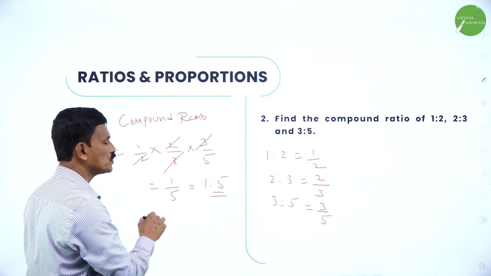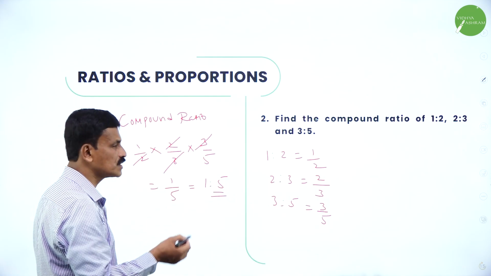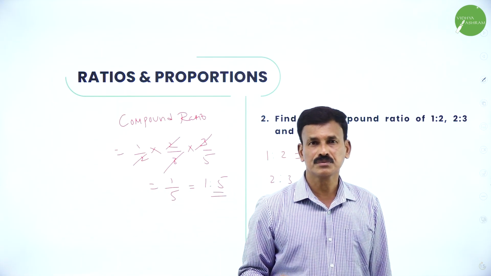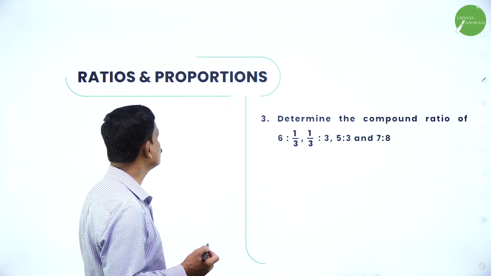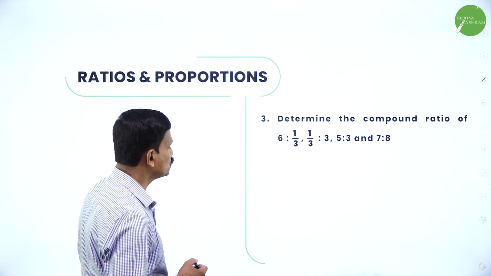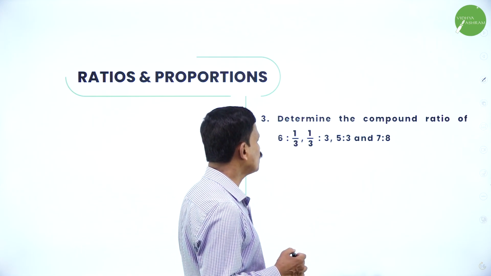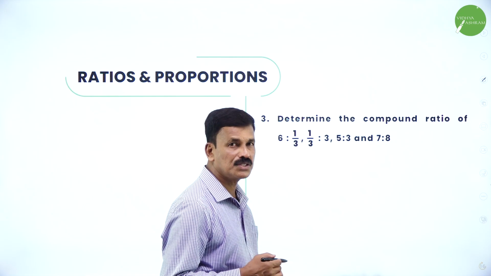Just 1 by 2 into 2 by 3 into 3 by 5, cancel the terms which get cancelled, that's equal to 1 by 5. Okay, hope you followed. Now move on to the next problem. Determine the compound ratio of 6:1 by 3, 1 by 3:3, 5:3 and 7:8.